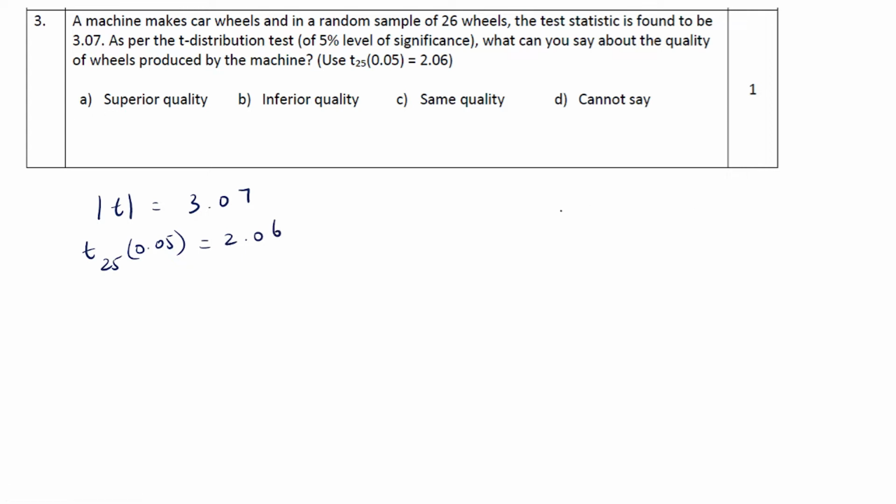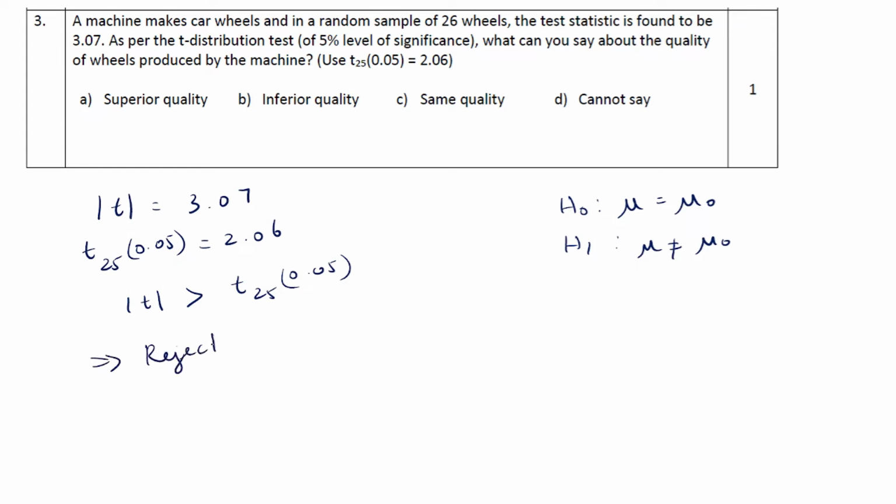So, here the null hypothesis is that the mean is equal to the population mean mu naught. That is the null hypothesis, that is, the wheels are of the same quality, and the alternate hypothesis is mu not equal to mu naught. Here the calculated value of T is more than the table value of T, which means we have to reject H naught. So, the car wheels are not of the same required quality.